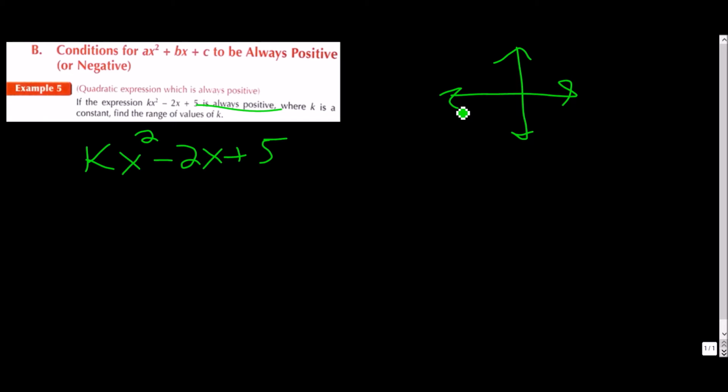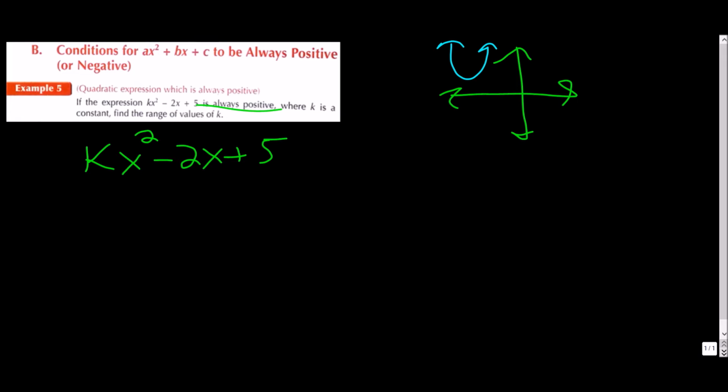Example 5 is asking us to look at a quadratic expression which is always positive. So the expression kx squared minus 2x plus 5 is always positive. So what does that mean? Well, when we look back at what we had worked on before, if we have a graph that is always positive, it doesn't have any x-intercepts, no x-intercepts.